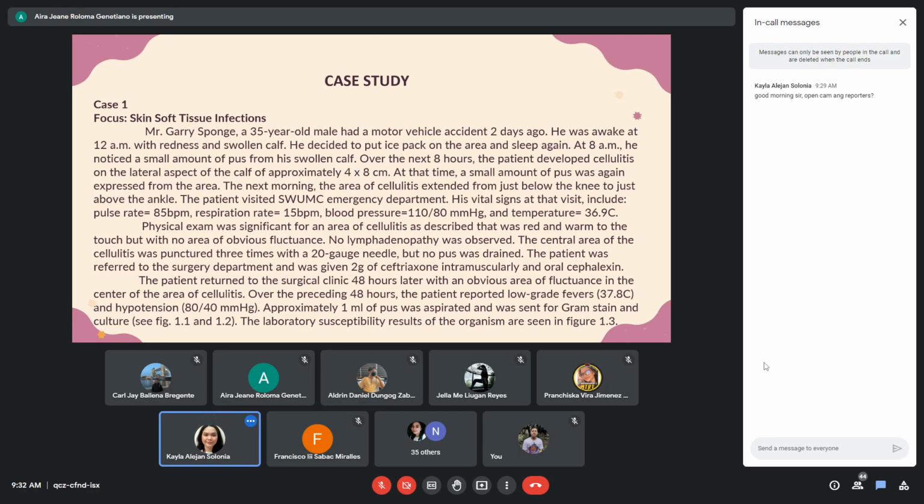no pus was drained. The patient was referred to the surgery department and was given 2 grams of ceftriaxone intramuscularly and oral cephalexin. The patient returned to the surgical clinic 48 hours later with an obvious area of fluctuance in the center of the area of cellulitis. Over the preceding 48 hours, the patient reported low-grade fever and hypotension. Approximately 1 ml of pus was aspirated and was sent for gram stain and culture. The laboratory susceptibility results of the organism are seen in Figure 1.3.